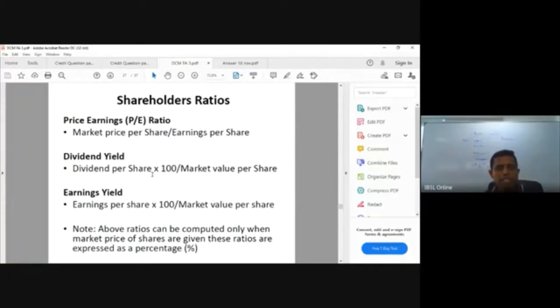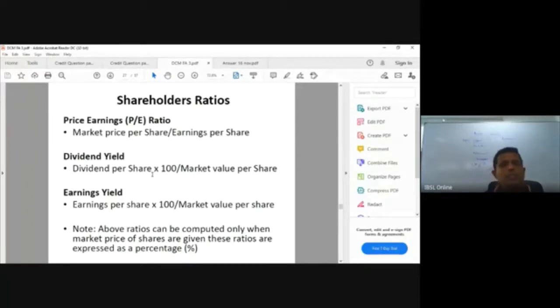Market price per share is the price that you have to pay to invest in one single share. Earning per share is the earnings, or the return, that you have made from that particular share. Therefore, the one is the investment, the second one is the return. So the number of years that you have to wait to realize your investment through the EPS. The lower the number, the better it is.